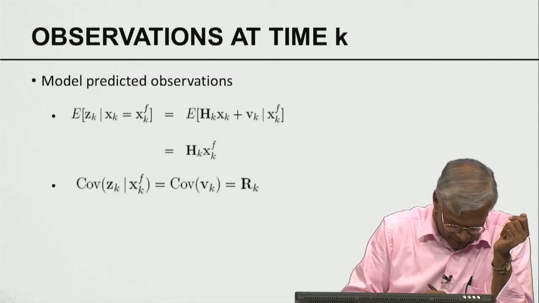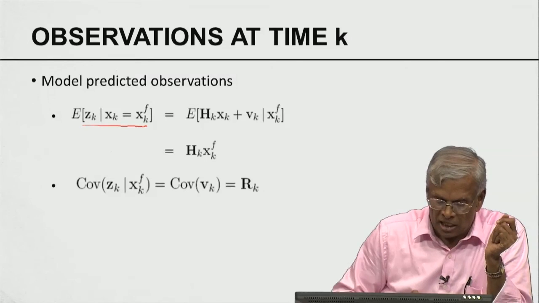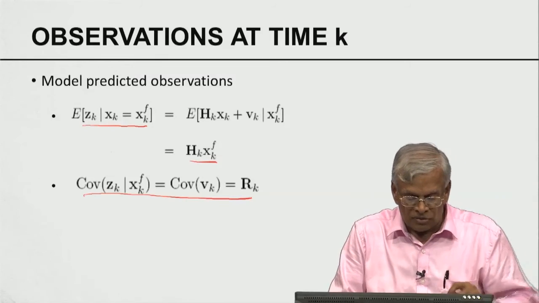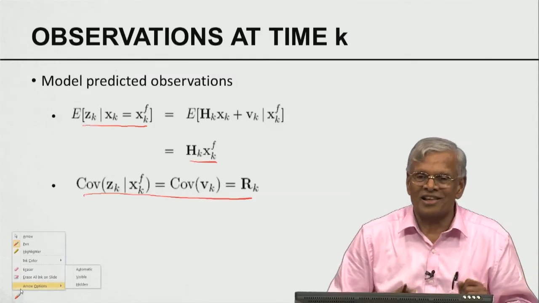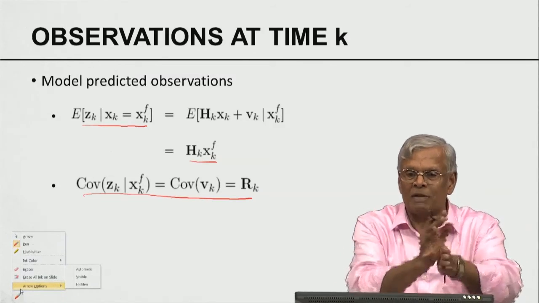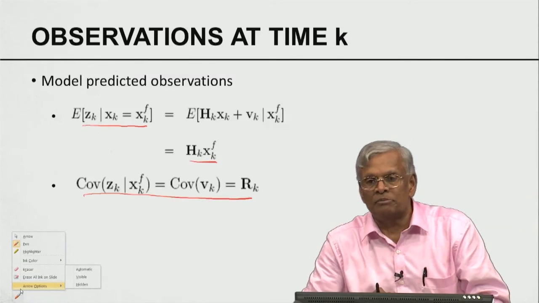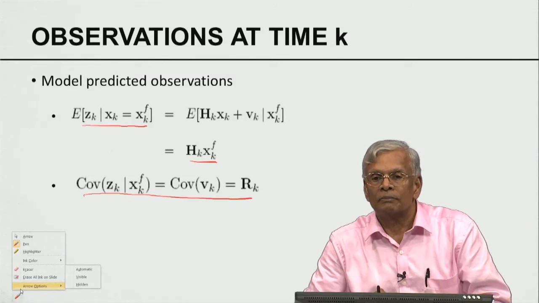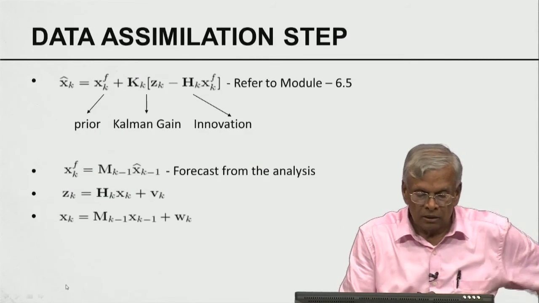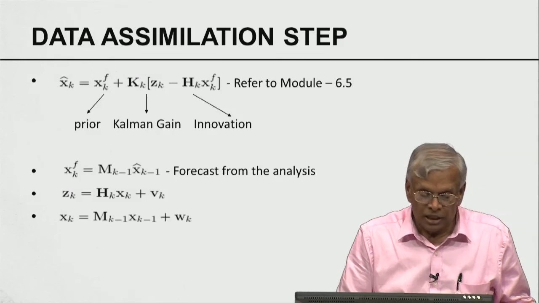Again, I'm going to quickly run through some of the things which you have already talked about, going from 0 to 1. So the conditional expectation of Z_k given the forecast is this. I can talk about the covariance of Z_k given X_k. Now please understand, everything is conditional. Why? I'm conditioning everything on the amount of information that is available. What is the information available? One coming from the model, another coming from the observation. So everything is a conditional analysis. So what is the data assimilation step? Okay, now I would like to come back to the data assimilation step. You go back.